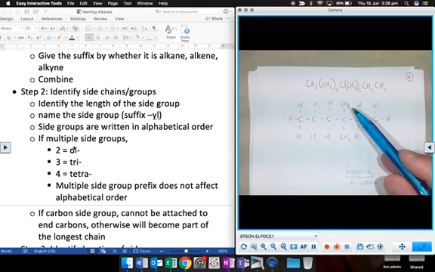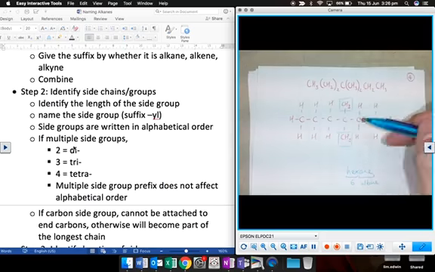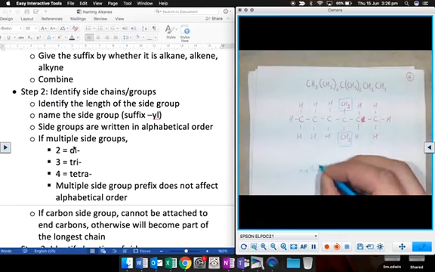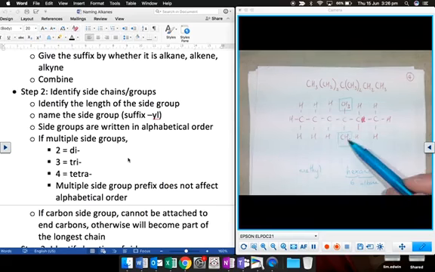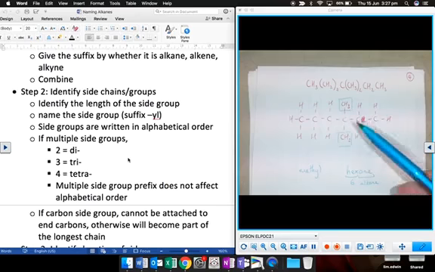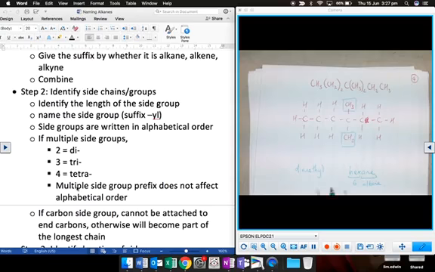We now need to name the side groups. We recognize that this is a side group, this is a side group. These two side groups are 1 in length, so we know that they are methyl groups. However, there are 2 of them. So as it says over here in the notes, if there are multiple side groups, you write a di, a tri, or a tetra if there are 2, 3, or 4 respectively. How many of them are there? There are 2 side groups which are both methyl, so we're going to call this dimethyl. So this is dimethyl hexane. Okay?